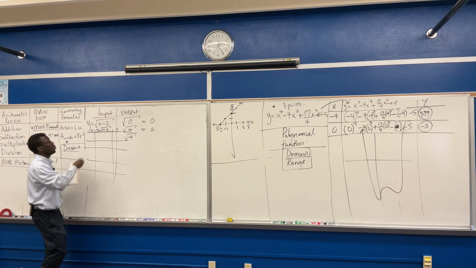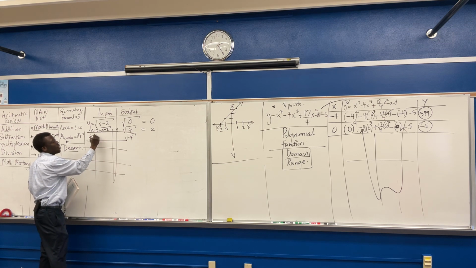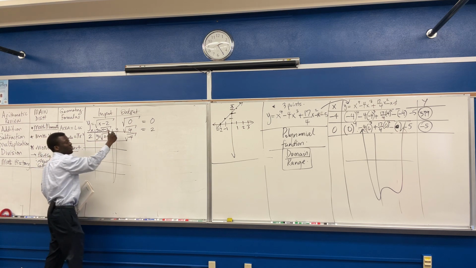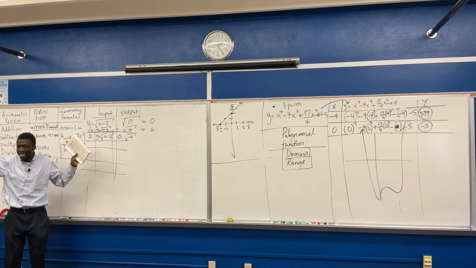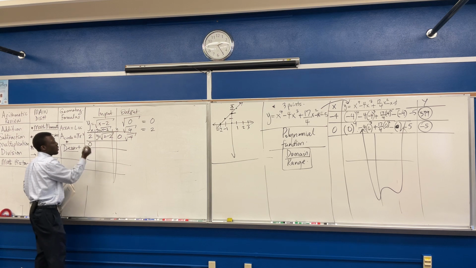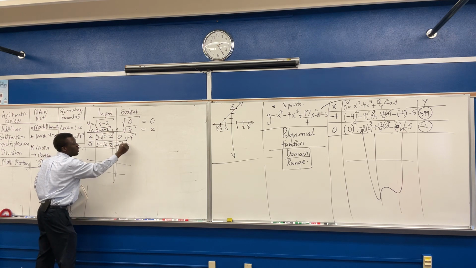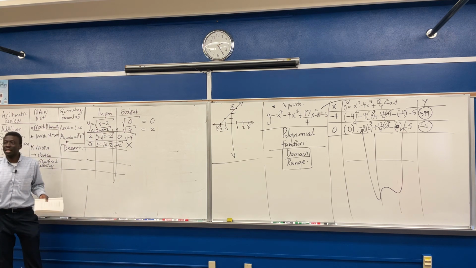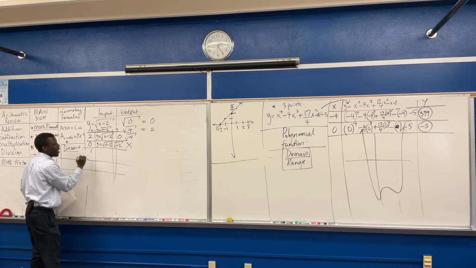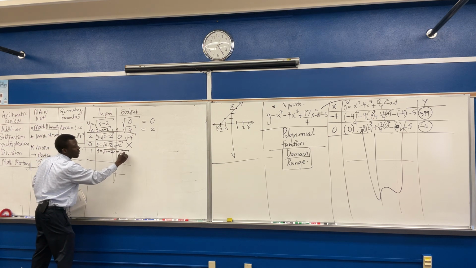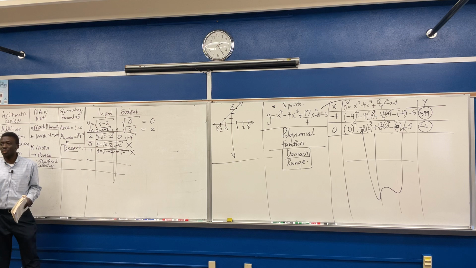Let's say I choose x is 2. That means y would equal the square root of 2 minus 2, which is the square root of 0, which is 0. Everybody's happy. What if I choose 0? That means y is equal to the square root of 0 minus 2, which is the square root of negative 2, which in the real number plane, can't use it. What if I choose 1? That means y is equal to the square root of 1 minus 2, which is the square root of negative 1, can't use it in the real number plane.